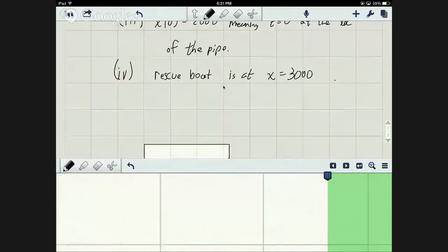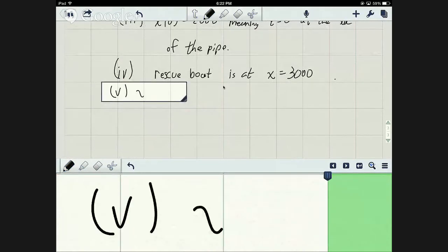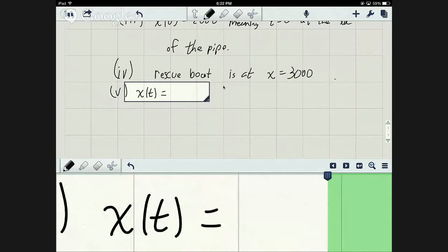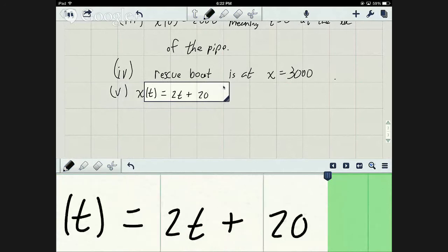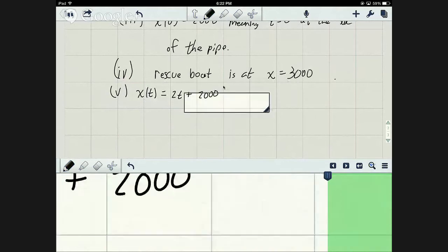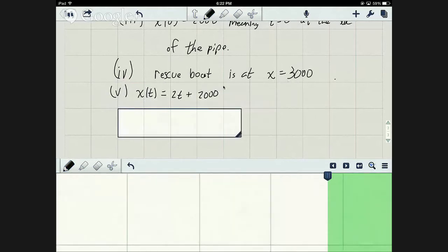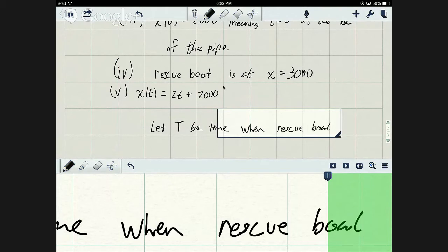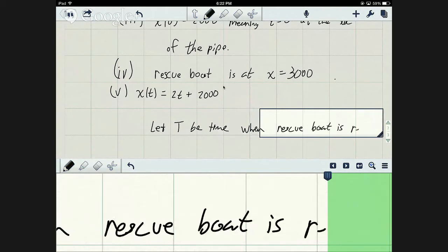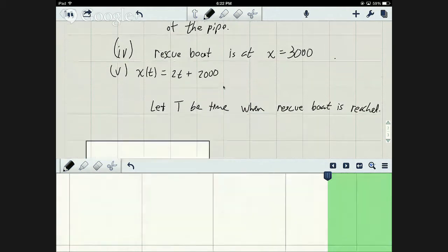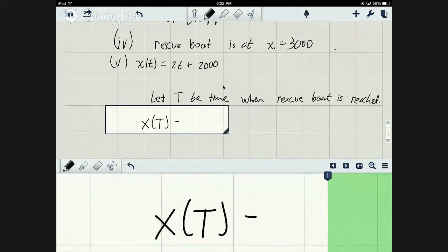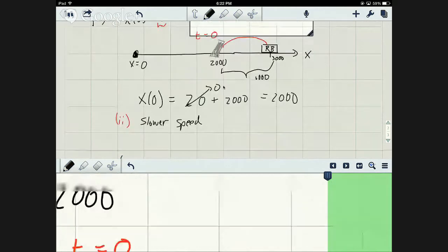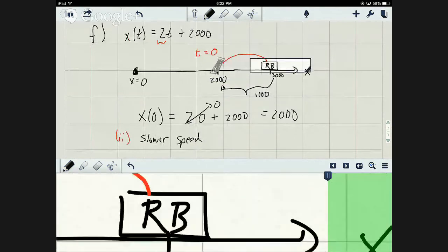Alrighty, so here's our position function for 5. It's going to be the same as the damaged boat. It's going to be 2t plus 2,000. And then what we're going to say is let t be the time when the rescue boat is reached. So that's saying that x at that time t is equal to the x-coordinate of the rescue boat, which is 3,000.